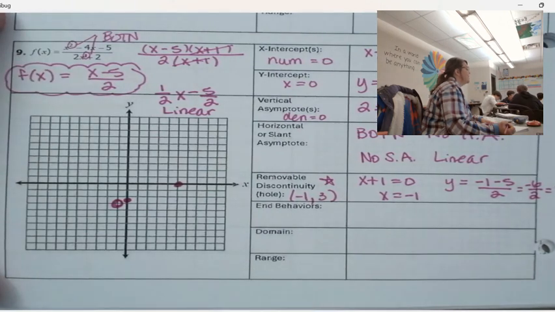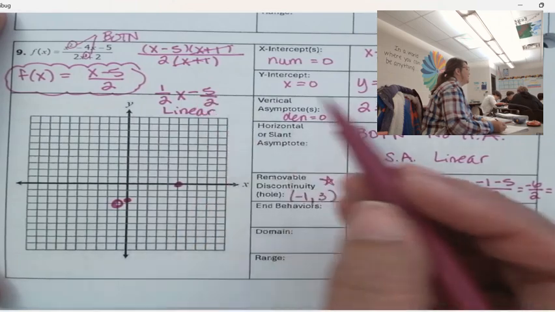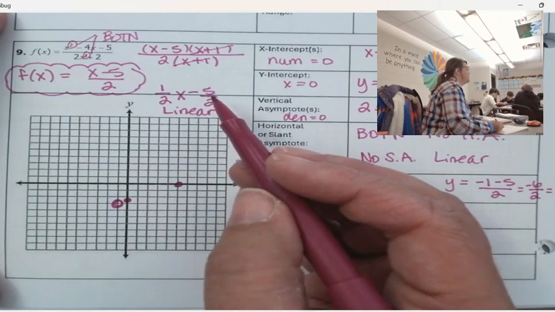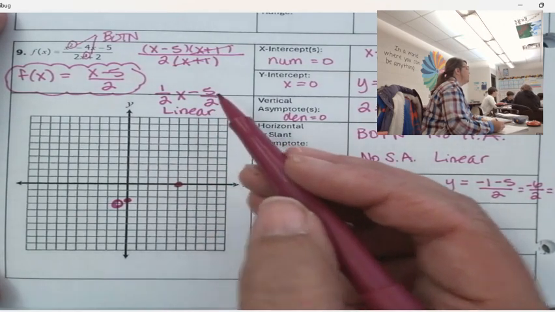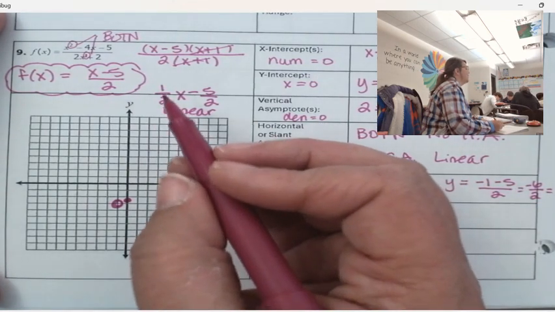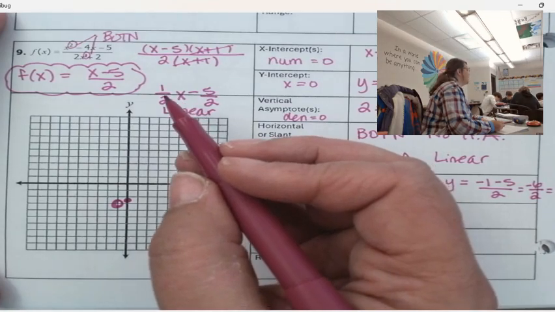Okay? Now, I already knew that my y-intercept was going to be at -5/2, didn't I? Because in y equals mx plus b form, the b is the y-intercept, -5/2. That's what I got right there, -5/2. And what does this 1/2 tell me? What does this 1/2 tell me, guys?